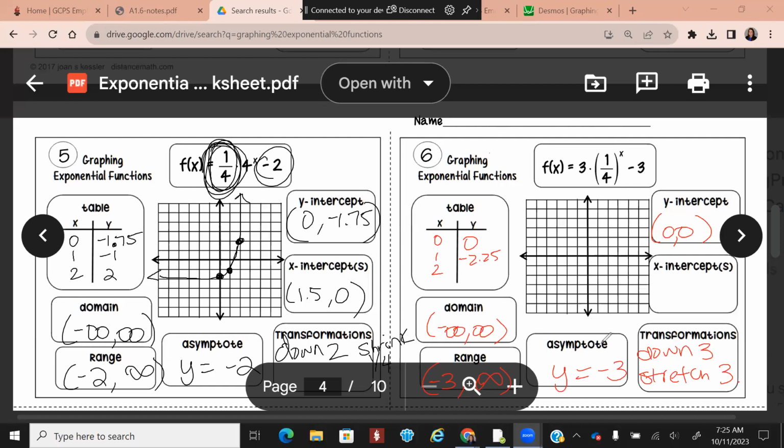Okay. The domain is negative infinity to positive infinity. Your asymptote is y equals negative 3, so that means your range is negative 3 to positive infinity. Your y-intercept, I got 0, 0. What'd you get? 0, 0. Transformations, I got down 3 and stretch of 3. What do I get for x-intercepts? There's not one? Okay, let's plot it and make sure.